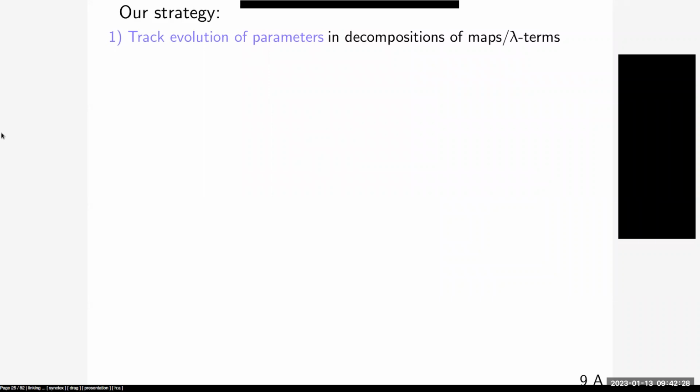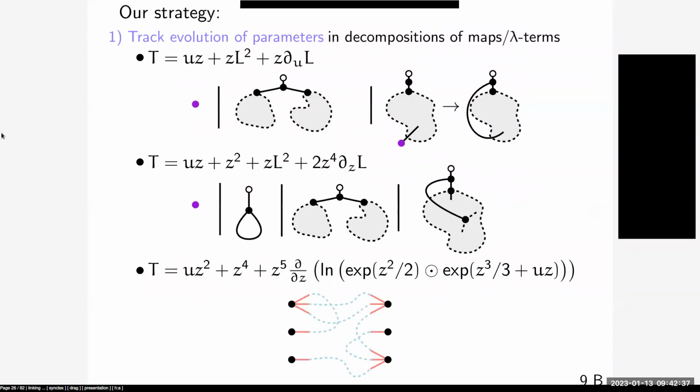And what is our strategy for deriving these results? Our first step is always going to be to track the evolution of parameters in decompositions of maps and lambda terms. And we have a lot of decompositions here. We have decompositions based on some kind of a pointing process, on some kind of a cutting process, or just by linking vertices with half edges together. And so we have a bunch of different specifications for trivalent maps and lambda terms. And one of the tricks in this whole process is to find a good specification, one that allows you to track your statistic of interest.